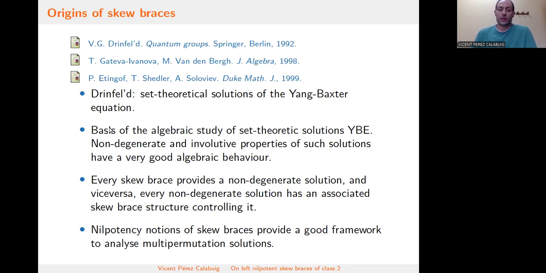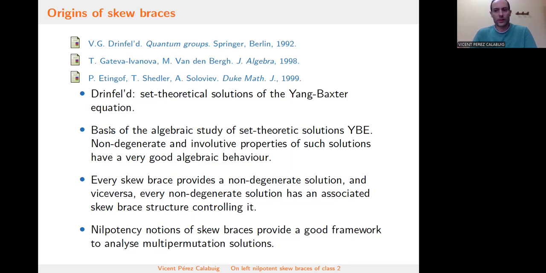In these works, we find that non-degenerate and involutive set-theoretical solutions have a very good algebraic behavior because they can be characterized in terms of algebraic structures. In particular, among them, we have the development of the theory of skew braces, because every skew brace provides a non-degenerate solution, and vice versa. Every non-degenerate solution has an associated skew brace controlling it.